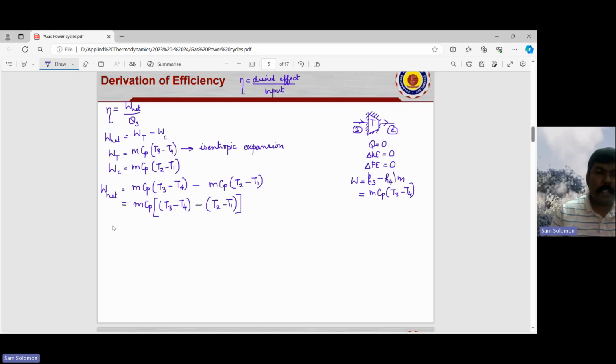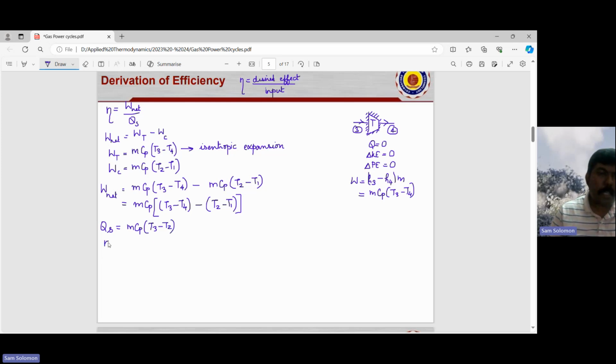And then let's concentrate on the heat supply. Let me use capital Q because we are multiplying it with a mass. So this is capital QS, and that happens in process 2-3. So that is going to be m Cp times (T3 minus T2).